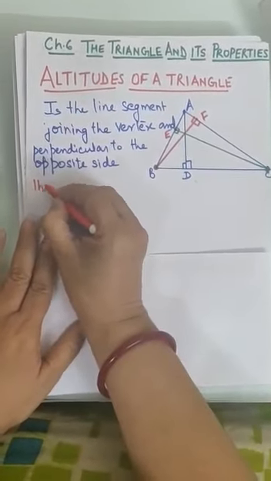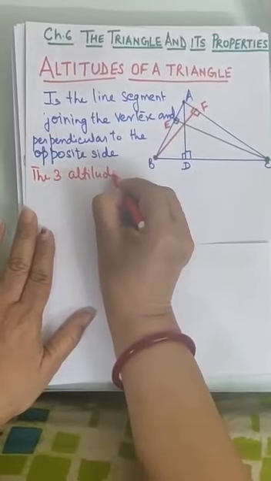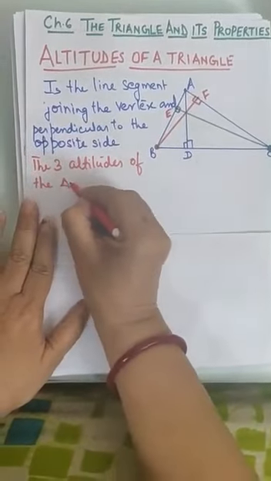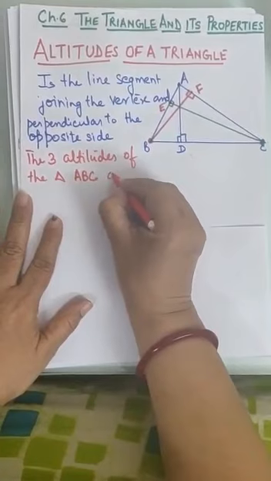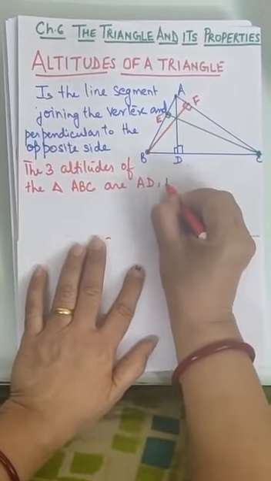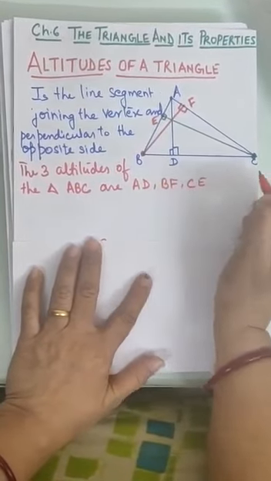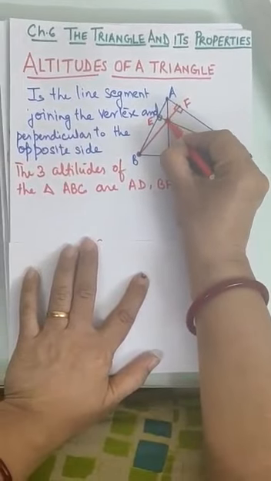So we write here, the three altitudes of the triangle ABC are AD, BF and CE. Now these three altitudes meet at this point.